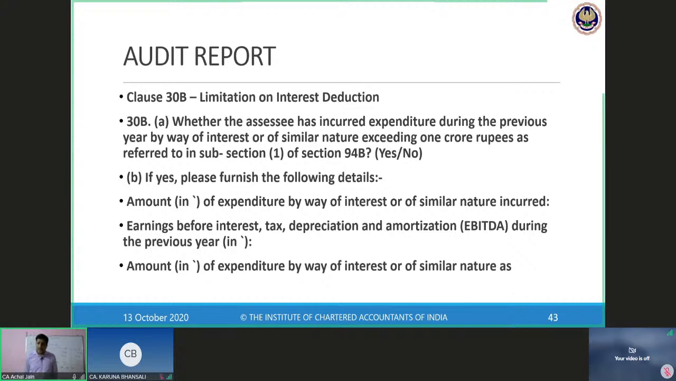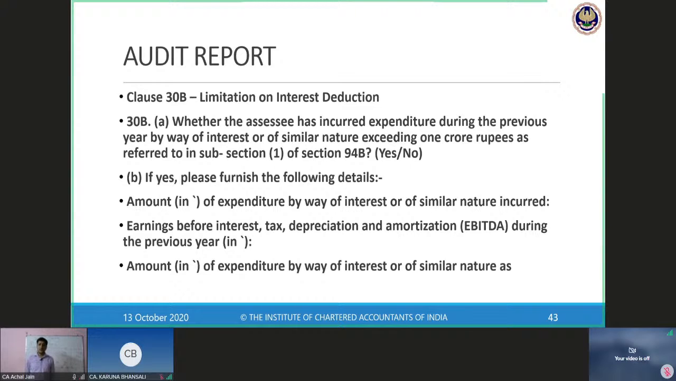Whether the assessee has incurred expenditure during the previous year by way of interest or of similar nature exceeding 1 crore as referred to in subsection 1 of section 94B. If yes, please furnish the following details. What are the details which are required to be furnished? Amount of expenditure by way of interest or of similar nature incurred.